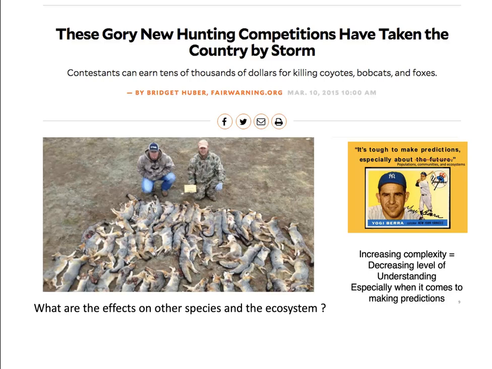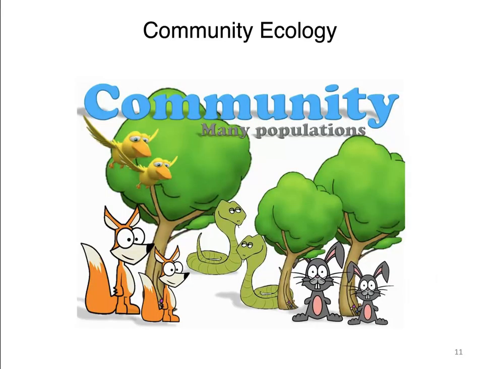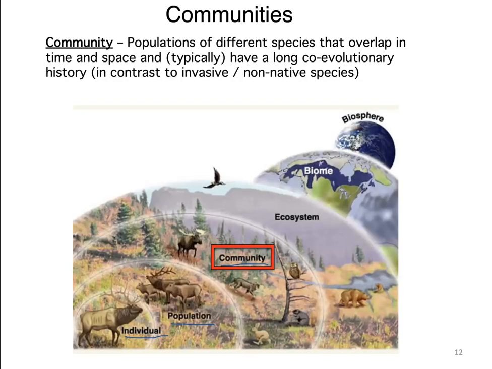And so once again, it's really tough to make predictions about this. And one of the fields that provides some tools to make predictions on the effects of this is community ecology. And so a community, once again, is many populations of different species together in one place. Here we're looking at this organizational level: populations of different species that overlap in time and space. And typically they have a long co-evolutionary history together. This is in contrast to something like an invasive or non-native species that's introduced into a community and doesn't have a long co-evolutionary history with the species and populations in that community.